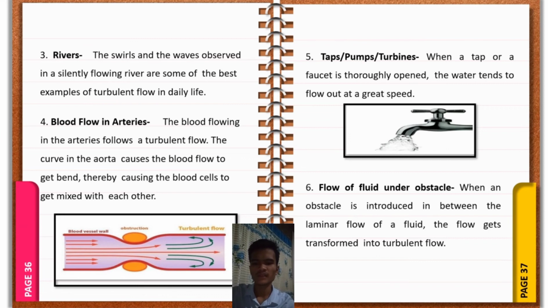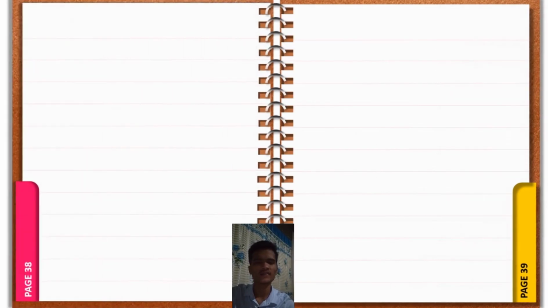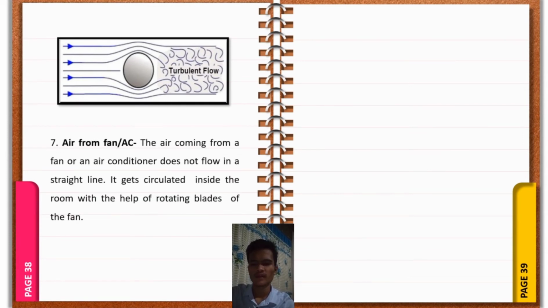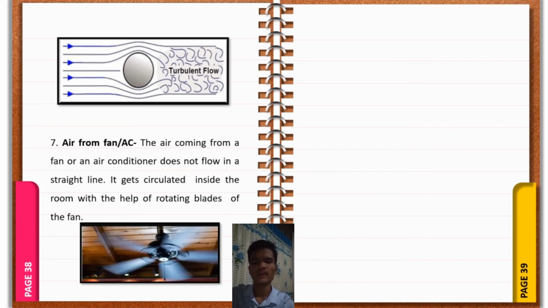When an obstacle is introduced into the laminar flow of a fluid, the flow gets transformed into turbulent flow. Yes, as the image shows here, after the laminar flow, it goes to turbulent flow. Next is the number 7 example, air from a fan or air conditioner.